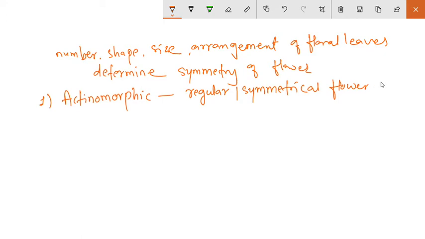Regular flowers or the symmetrical flowers. In such type of flowers, all the parts of the floral whorls are similar in size and shape and evenly arranged on the central axis or on the thalamus. They are arranged in an even manner, with similar shape and similar size, particularly the calyx and the corolla. So it is known as the actinomorphic.